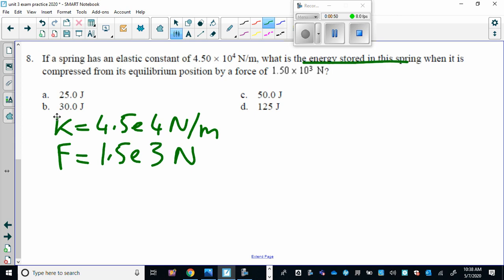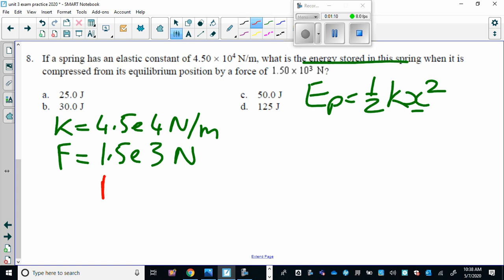So the question is asking for the elastic potential energy of the spring. And to find out that, we need the x value. How do we get the x value? Well, we have the other formula, Hooke's law, F equals negative kx, and we can get x from this formula because we're given F and K.